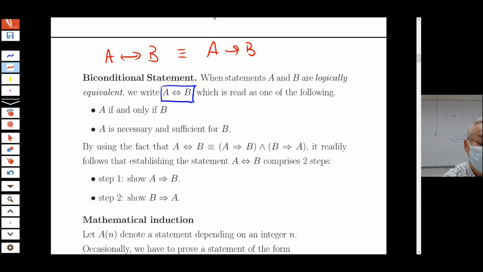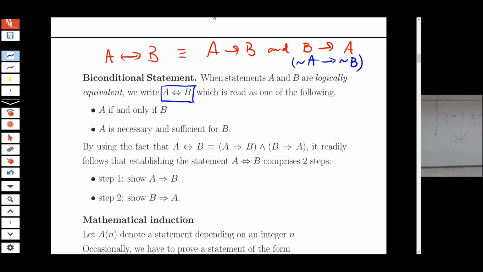And this is equivalent to A implies B, and B implies A. If A happens, then B happens, and if B happens, then A happens. We also know that B implies A is equal to not A implies not B. From this, you see that if A holds, then B holds, and if A doesn't hold, then B doesn't hold. So it shows that the two statements are equivalent.